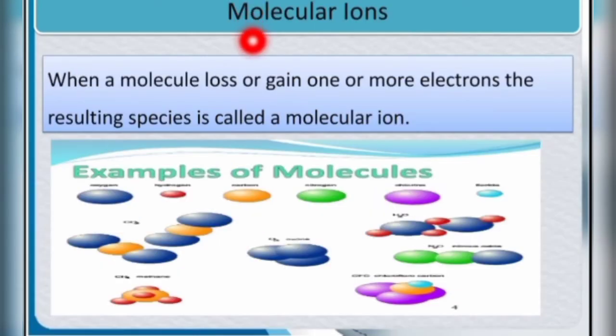Now, what are molecular ions? When a molecule loses or gains one or more electrons, the resulting species is called a molecular ion. You can see the examples: methane, and here carbon tetrafluoride, etc., present in the molecule's form.